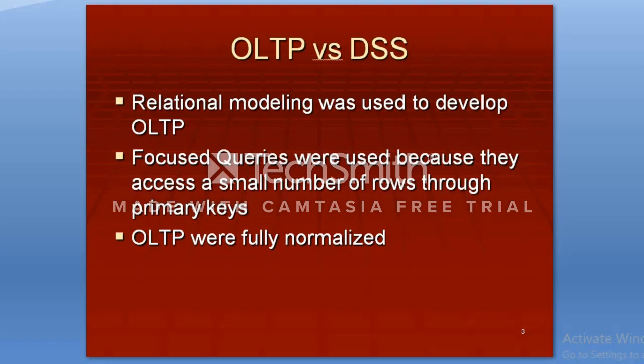We discussed OLTP systems in our previous lecture, but for the record, an OLTP system is a system that is used to record transactions. It is just like an ATM machine. Why is an ATM machine used? It is used by customers to withdraw money. And when a user withdraws money, a transaction is made and recorded in the OLTP system. So OLTP systems are used to record our transactions. Now relational modeling was used to develop OLTP systems.